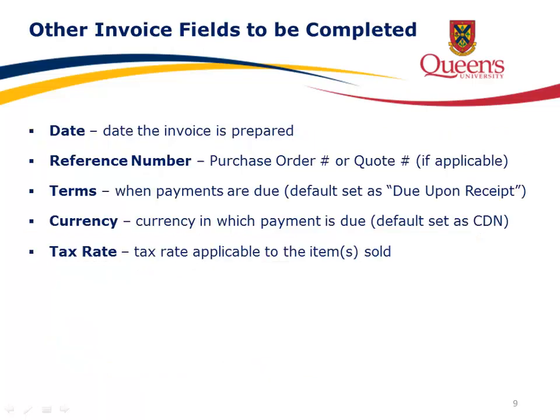Other fields to be completed on the invoice will include the date the invoice is prepared, and the reference number, the number representing the purchase order or the Queen's quote number, if either is applicable. If either of these 2 reference numbers are not applicable, this field can be left blank. The terms, when payments are due. The default is set at due upon receipt, but can be changed to net 30 days if immediate payment is not required. The currency in which payment is due. The default is set to read Canadian dollar.